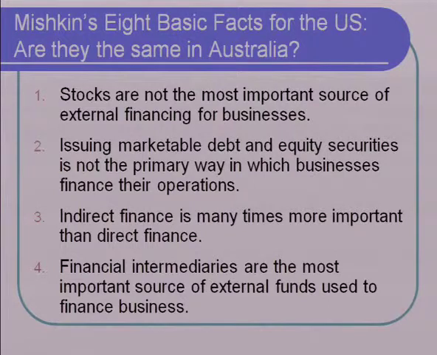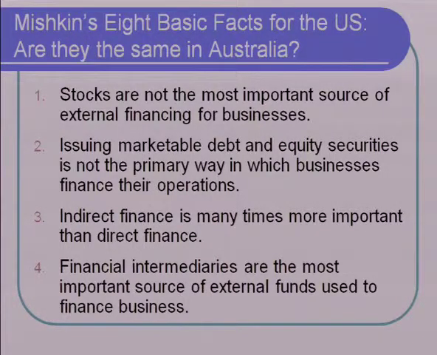there's a chapter in Mishkin I've asked you to read. It sort of comes after he's talked about the importance of intermediated financing. And he's written these 8 basic facts. I'm losing my voice, so please take pity on me. I only want a few more minutes. Stocks are not the most important source of external financing for businesses.